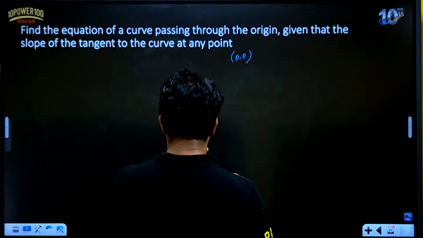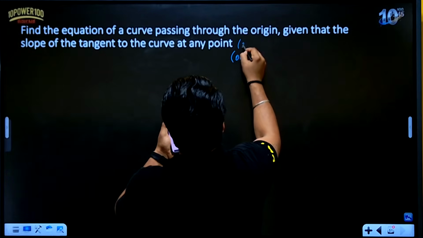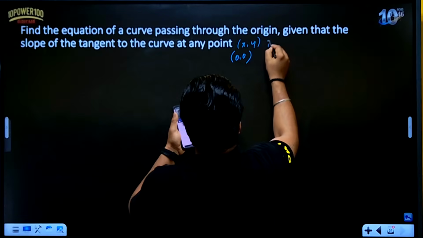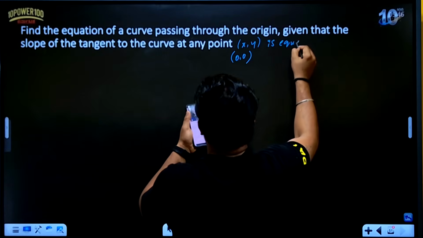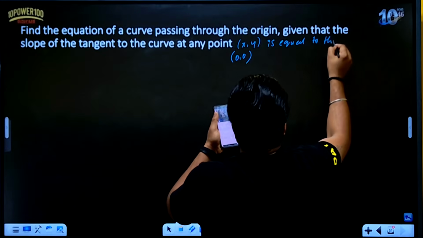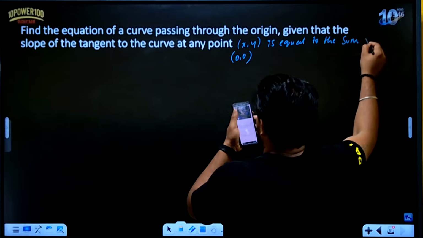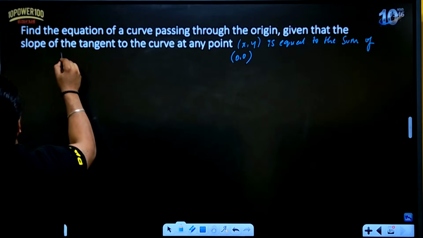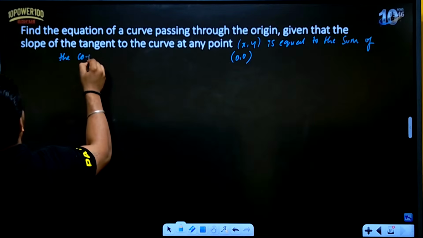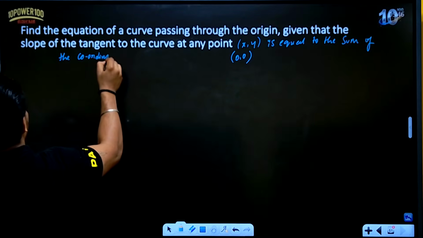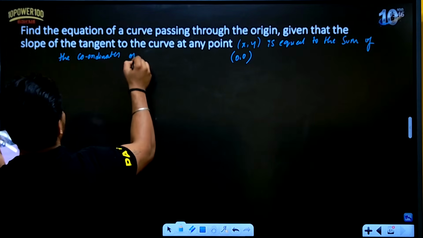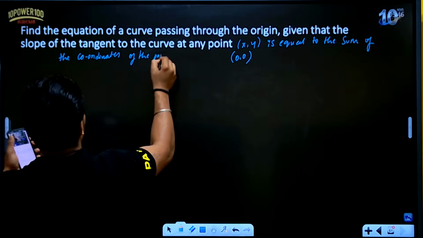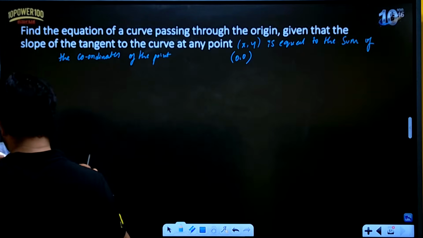point (x, y) is equal to the sum of the coordinates of the point. Okay, sum of the coordinates of the point.